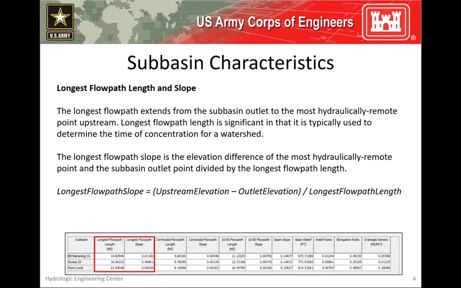That will recompute all these characteristics based on the latest data that's available. Longest flow path length. This is a measure of the length that water travels from the most hydraulically remote point in your subbasin all the way down to the subbasin outlet. This length is significant in that it is typically used to determine the time of concentration for a watershed. The longest flow path slope can be defined as the elevation difference of the most hydraulically remote point and the subbasin outlet point divided by the longest flow path length.